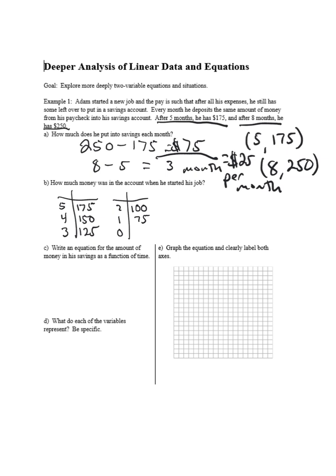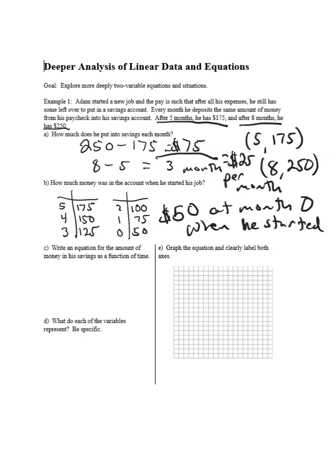So how much money did he have? Well, that would have been before he started saving. So he only had $50 in his bank account at that time. So $50 at month 0 when he started. That would be before he actually started putting extra money into his savings from working.